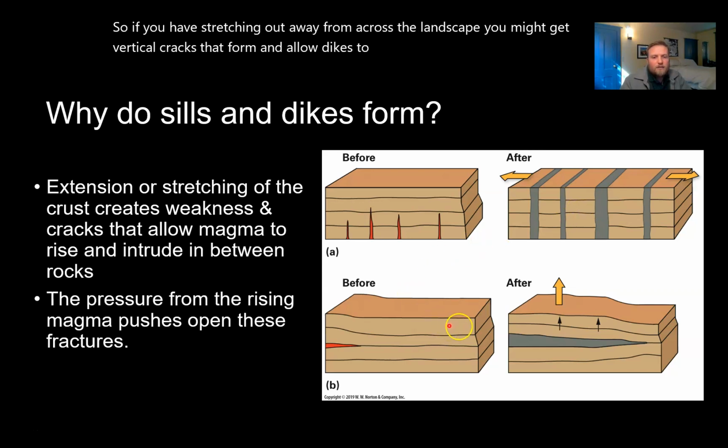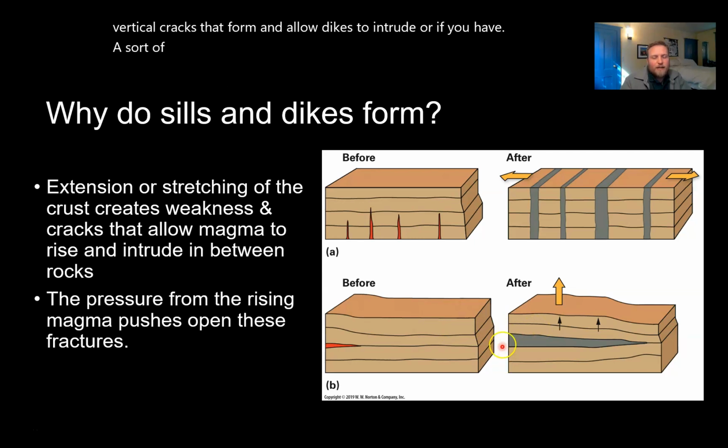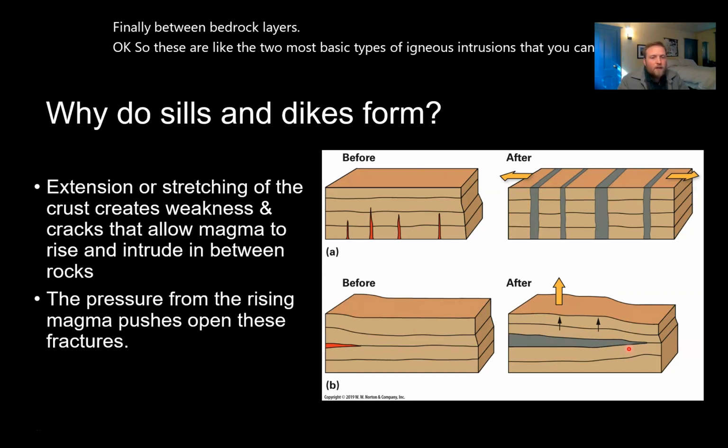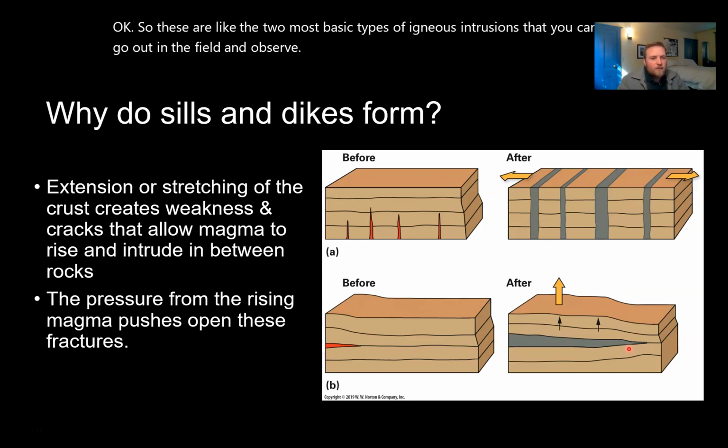Or if you have a similar situation where you have weaknesses that are horizontal in the rocks, a sill could intrude horizontally between bedrock layers. Okay, so these are the two most basic types of igneous intrusions that you can go out in the field and observe, but they come in other shapes and forms.